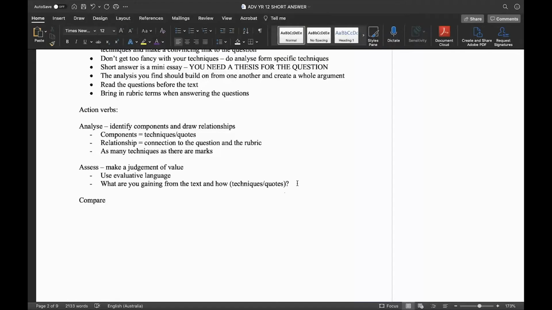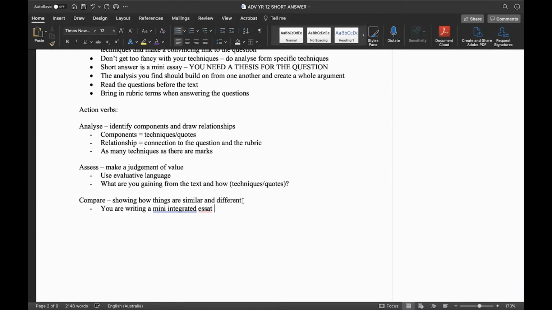So a compare question is a bit more straightforward in the sense you are showing how things are similar and different. This is probably quite intuitive to you, but if you're asked to compare text, it's important that you identify both the resonances and the dissonances. Don't just look at the similarities, don't just look at the differences. The better students will look at the two texts together in one paragraph. So think of it like you are writing a mini integrated essay.